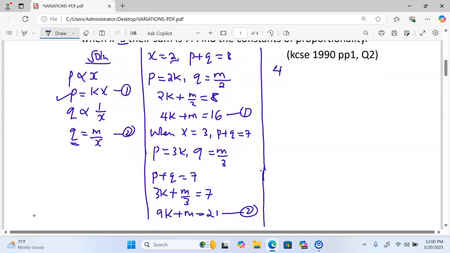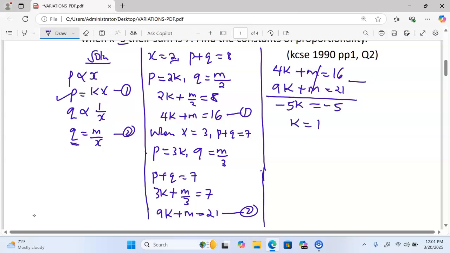The first one is 4k plus m equivalent to 16, and the second one is 9k plus m being equal to 21. Since m is the same, it cancels, and therefore we take 4k minus 9k. This would be negative 5k being equal to 16 minus 21, you get negative 5. If you divide both sides by negative 5, the value of k is going to be 1.